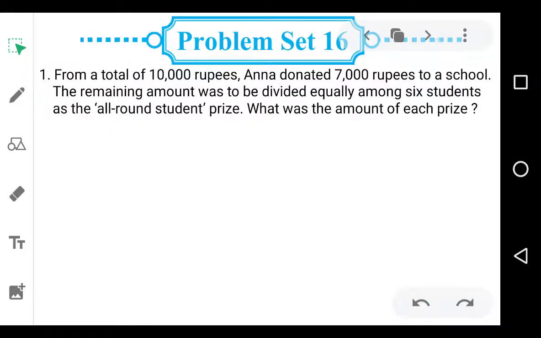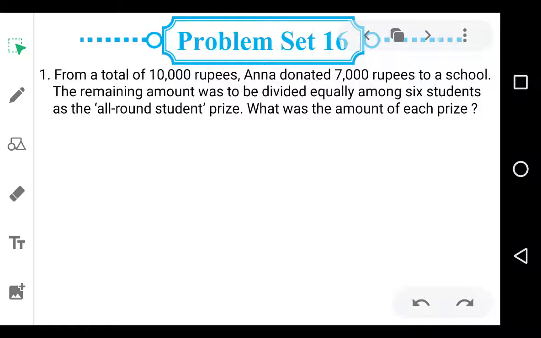See the first one. From a total of 10,000 rupees, Anna donates 7,000 rupees to a school. The remaining amount was to be divided equally among 6 students as the all-round student prize. What was the amount of each prize? Here, what we have to find and what information is given? The information given is that Anna donates 7,000 rupees to a school from 10,000 and the remaining amount was divided equally among 6 students.